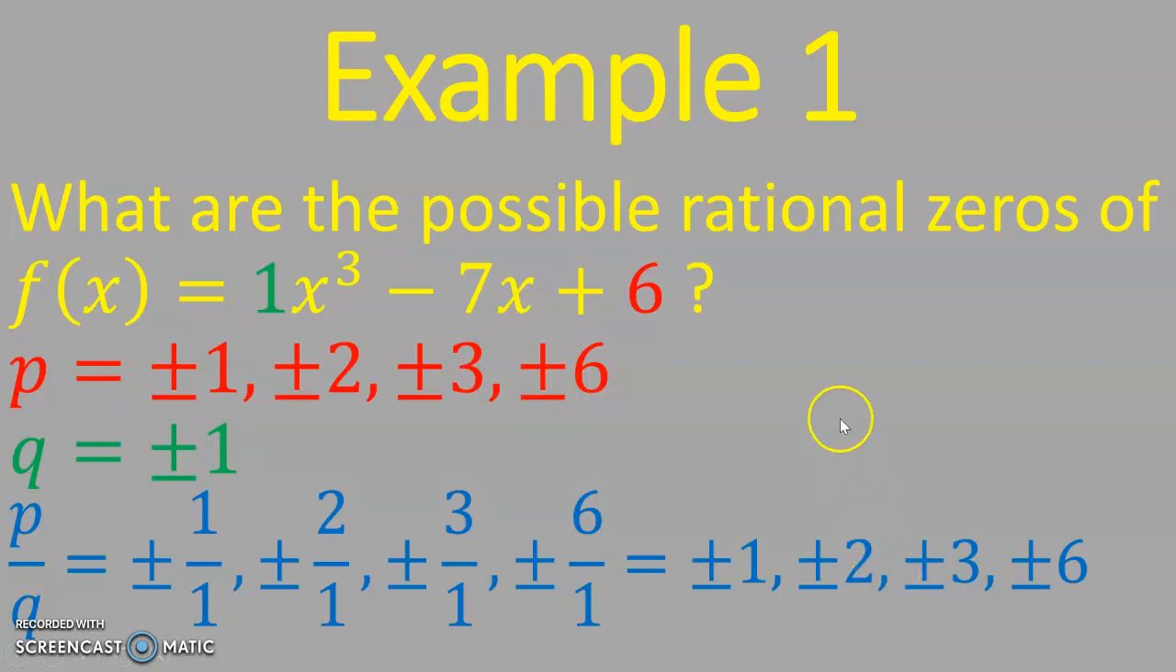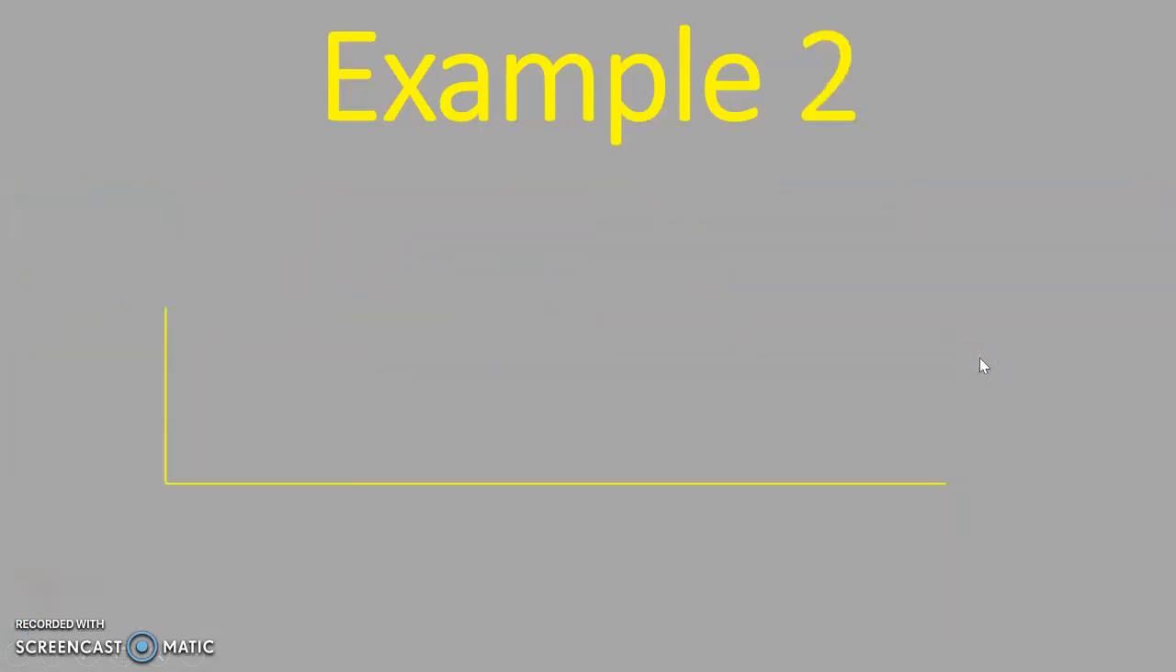So let's talk about what that means. Possible implies that some of these might work, some of them might not. Rational means all values that can be expressed as the ratio of two integers, so no square roots or imaginary numbers of any sort. And zeros are values that when placed in place of x will make the function be 0.